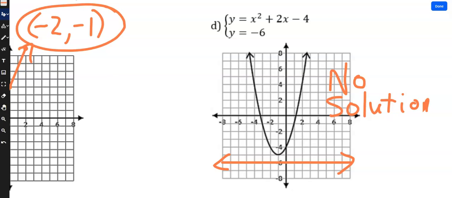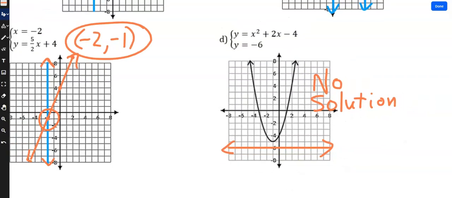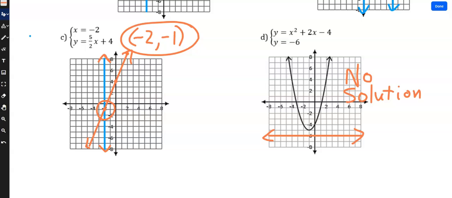I don't think there's anything more we need to add to this. You're just looking for places where things cross. And sometimes they do, sometimes they don't.